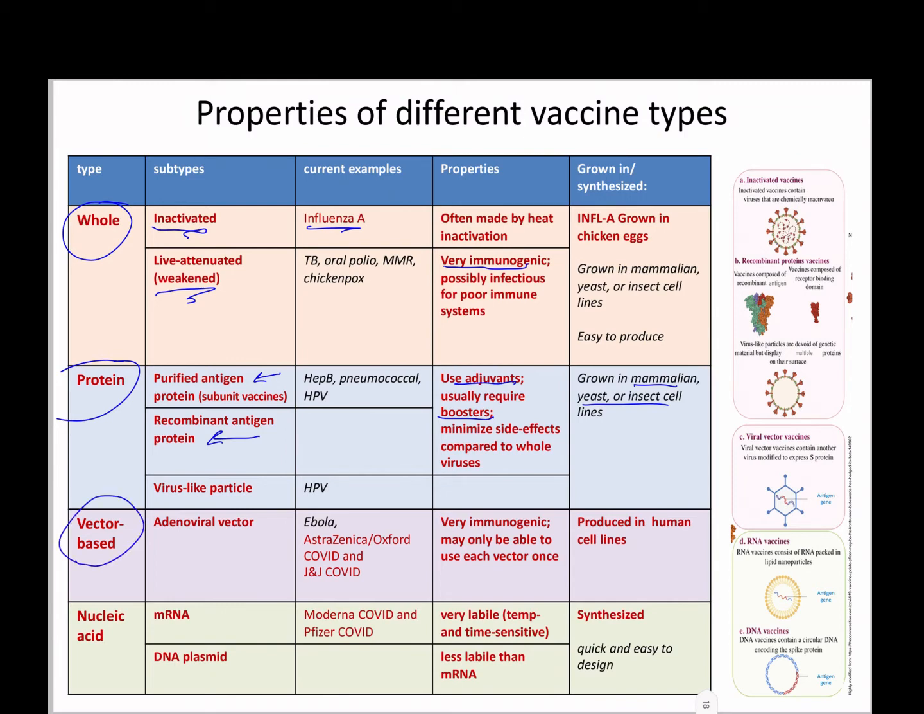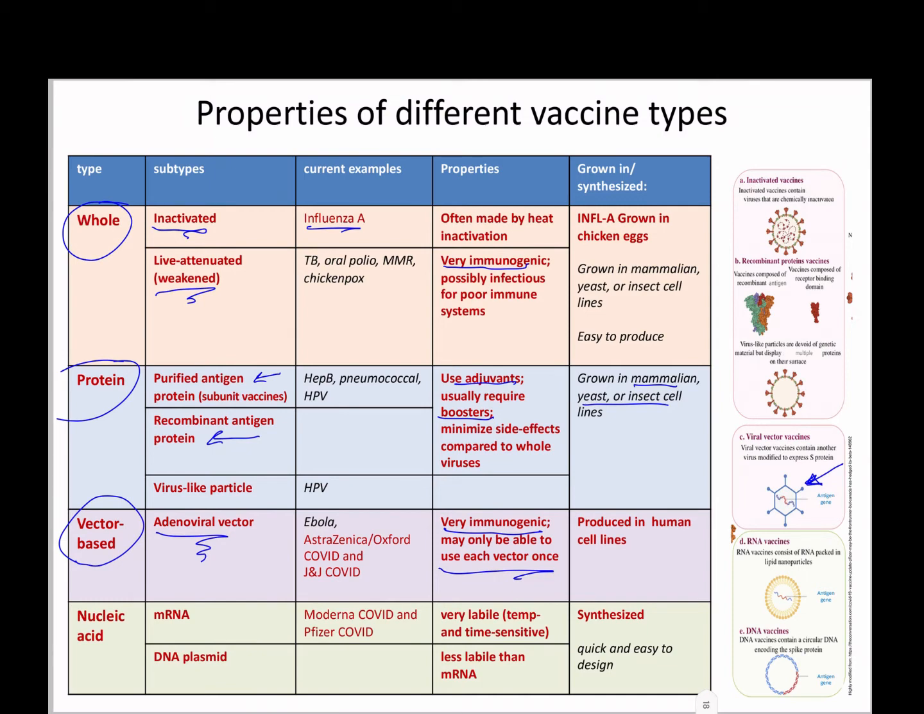The vector-based vaccines that we're looking at now use an adenovirus as the shell, so you'll often hear these referred to as adenovirus vaccines or adenoviral vector vaccines. And that's just referring to the shell virus that the vaccination gene is being inserted into. As I said, these are very immunogenic because they're actually inserting the gene inside the host cell. But again, you may only be able to use each vector once. So in terms of design and manufacturing of these vaccines, that produces some limitations.